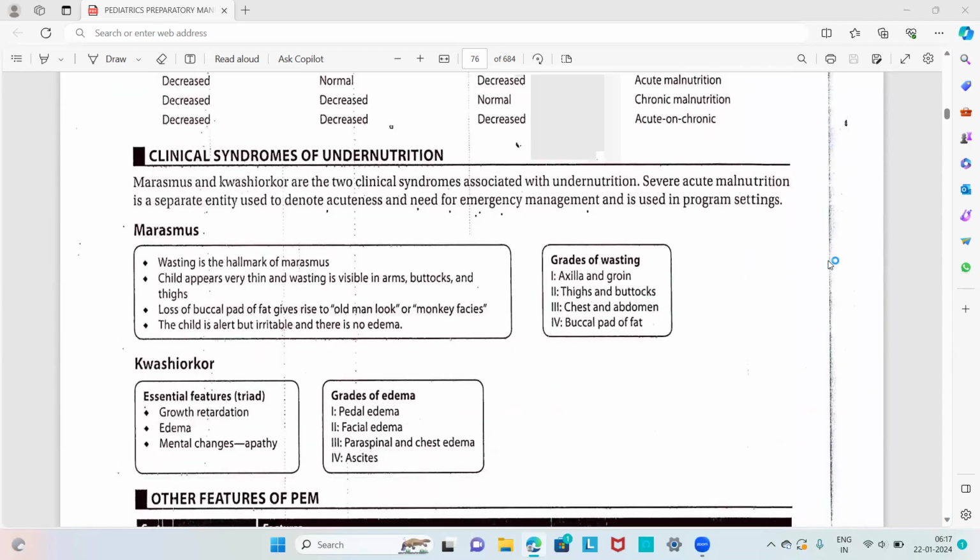Wasting is the hallmark of marasmus, and the child appears very thin, with wasting visible in the arms, buttocks, and thighs. There is loss of the buccal pad of fat, giving rise to the old man look or monkey facies. The child is alert but irritable, but there is no edema. The grades of wasting we already talked about. Then kwashiorkor: the triad is growth retardation, edema, and mental changes, that is apathy. The grades of edema we already talked about.